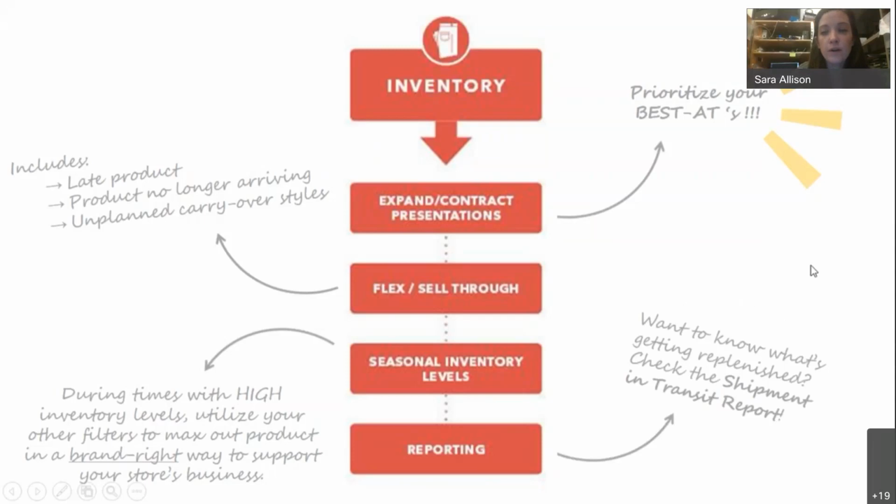And then under inventory, one of our most valuable reports is the shipment and transit report. This really lets us know what's on the way to our store, whether it's loaded on a truck, or whether it's sitting in the distribution center coming to us. It gives us a view into what I am going to see coming in shipment in the next week so that I know what kind of adjustments I need to make.